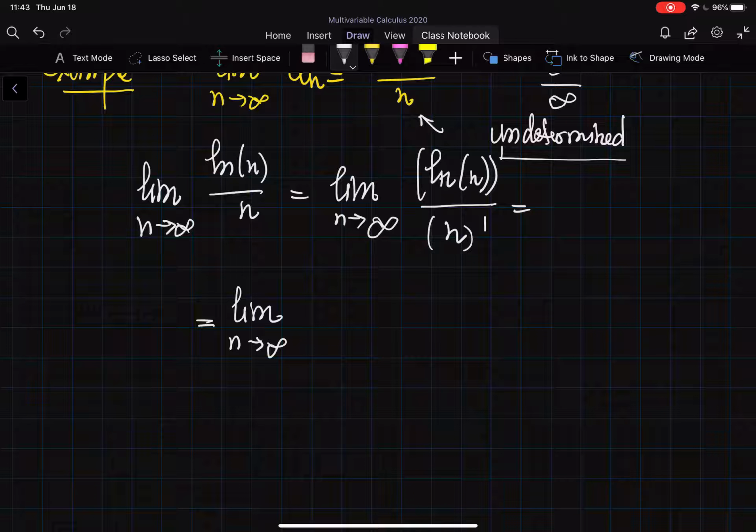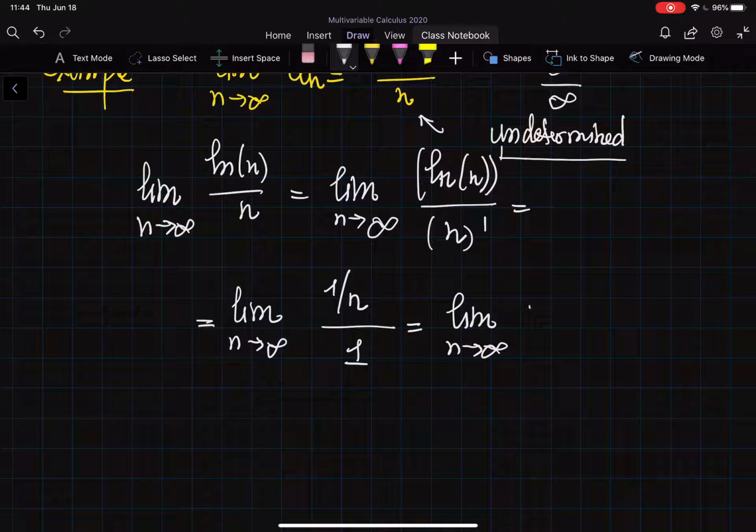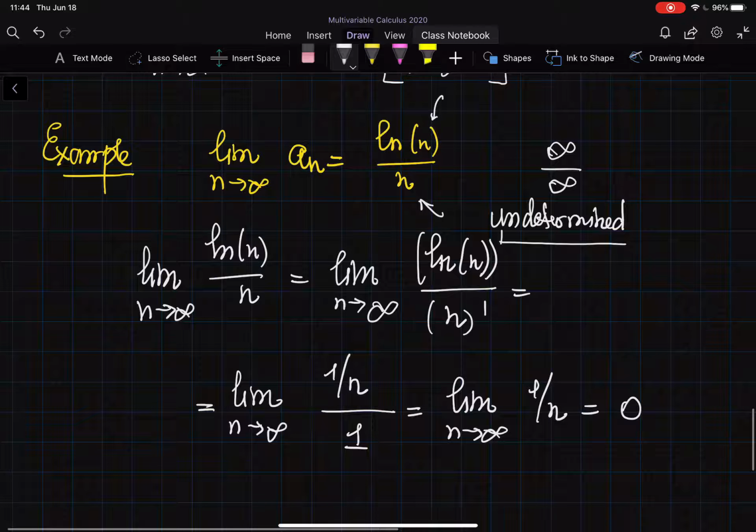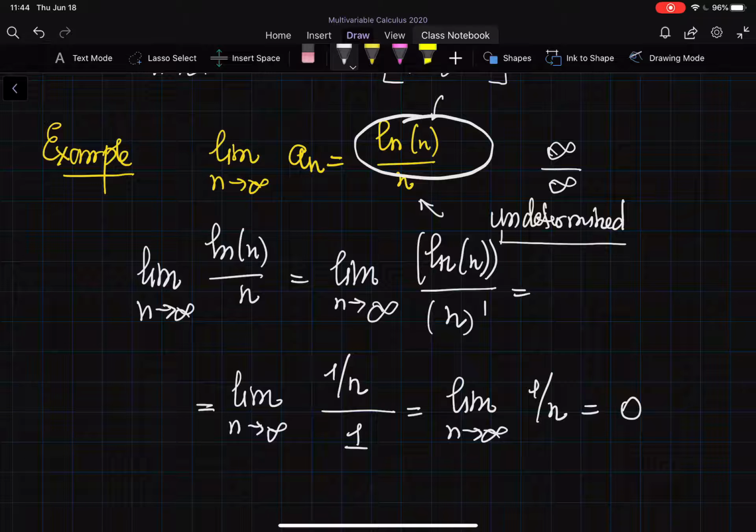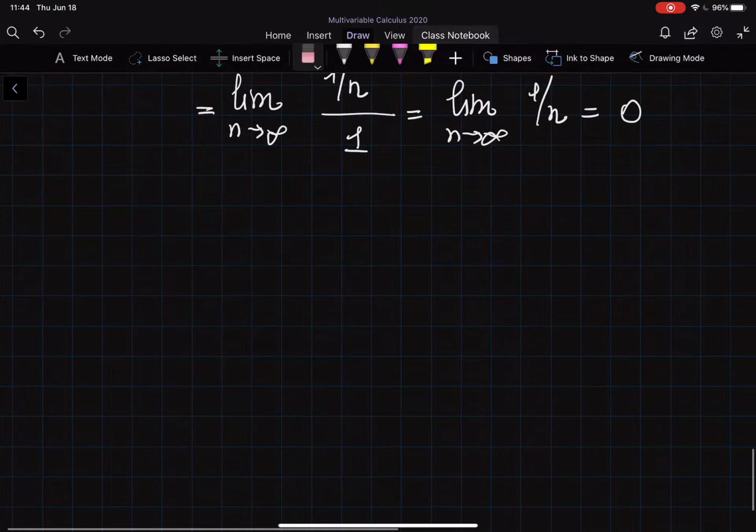So we need to find the limit as n goes to infinity. The derivative of the numerator is going to be 1 over n, and the derivative of the denominator is simply going to be 1, since the derivative of n with respect to n is 1. So it's going to be the limit as n goes to infinity of 1 over n, which is simply equal to 0. So this sequence is also going to be convergent, and it converges to 0. As we increase n, the values of the sequence get closer and closer to 0. So in this lecture we've learned, so let's make a summary.